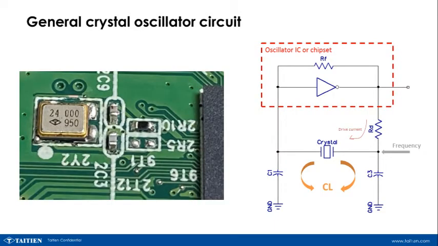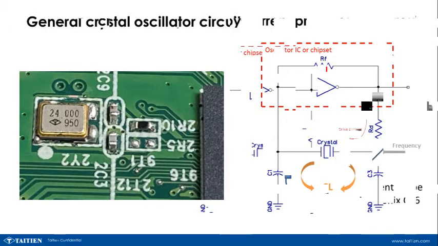This is a standard crystal oscillation circuit. The red dotted line represents the oscillator IC or chipset. The rest is the external oscillation circuit with two capacitors connected to ground. Through measurement and calculation, we can understand whether the oscillation circuit environment is stable or not.